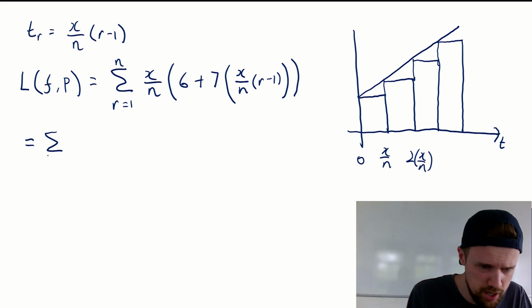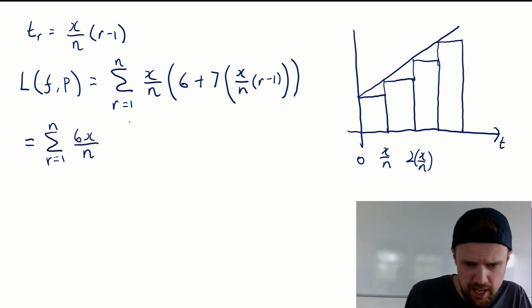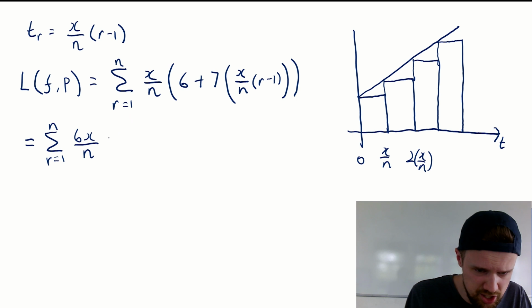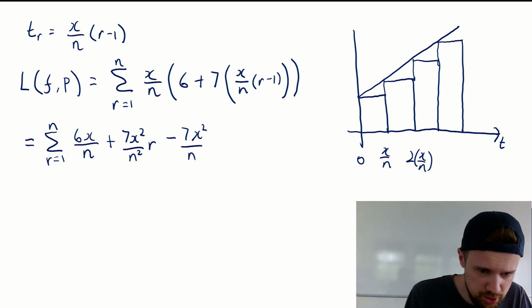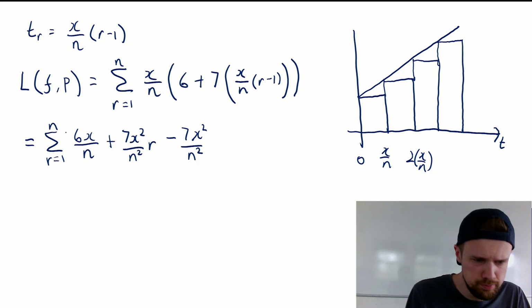So we're going to end up with 6x over n. We're going to end up with 7x squared over n squared, lots of r, minus 7x squared over n squared. Cool. Now we can apply the series formula to it.